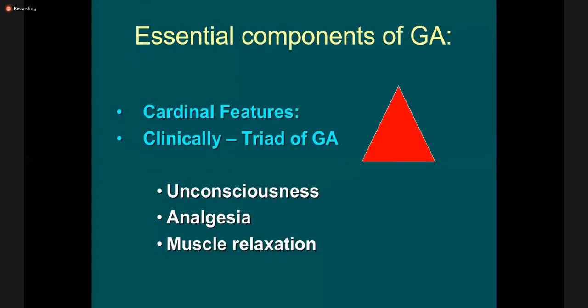There are three goals that you have to achieve while giving a general anesthetic. The three targets are unconsciousness, the patient should go unconscious, no pain or analgesia, and the third thing is muscle relaxation. So a good anesthetic is one which contains all these three properties.